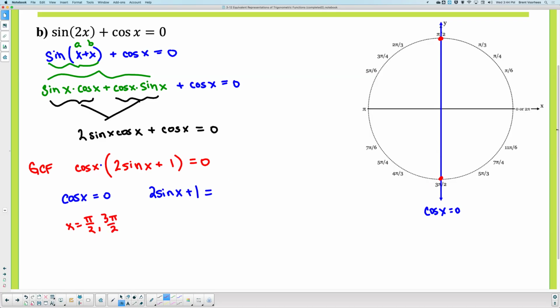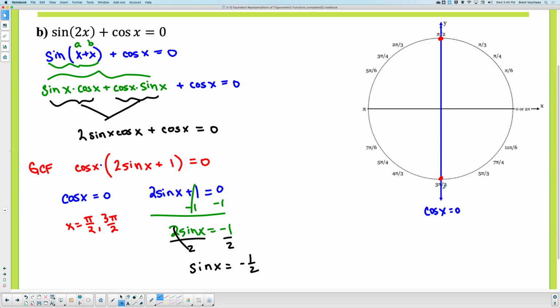Now if 2 sine x plus 1, I never completed this, equals 0, you need to do a couple steps of algebra. We'd subtract 1 first. So 2 sine x would equal -1. You would divide by 2, divide by 2. And so sine x would equal -1/2.